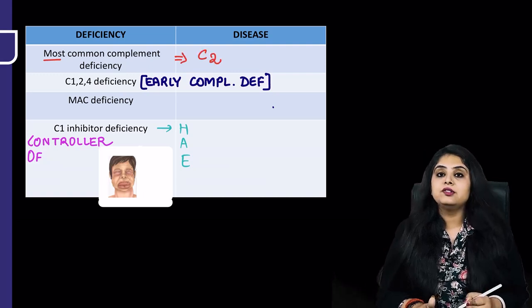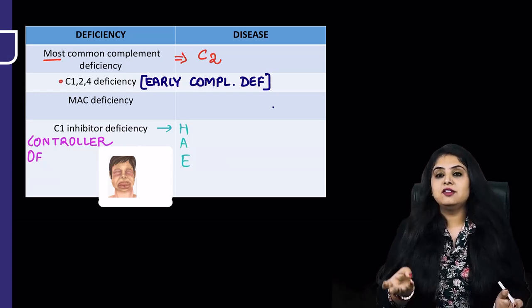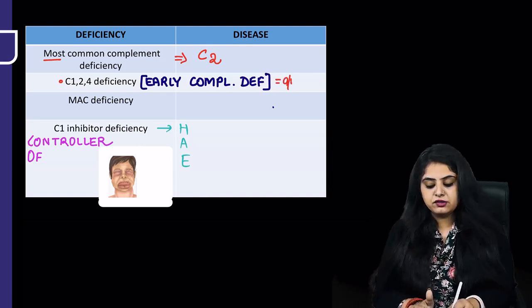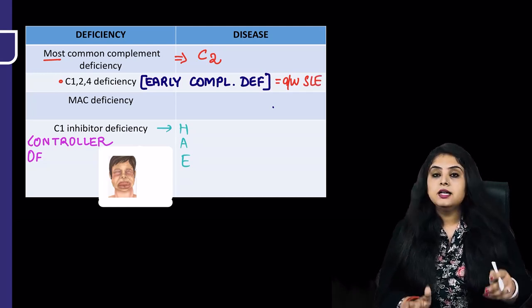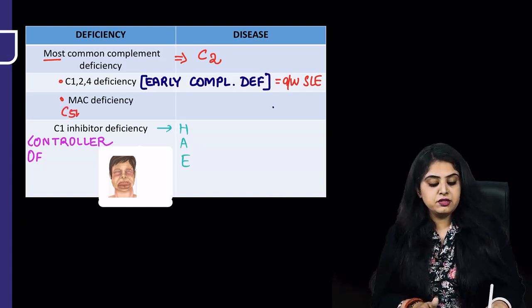I hope everyone has understood this, because now comes the most common complement deficiency known in humans. It is C2. When someone has early complement deficiencies like C1, C2, C4, these are the early numbers, that has been associated with an autoimmune disorder called SLE. Early, if you've spoken about, now you talk about late. What was the late? C5b to C9.